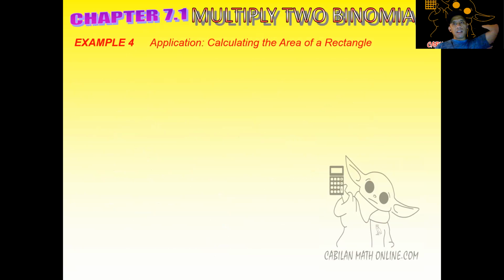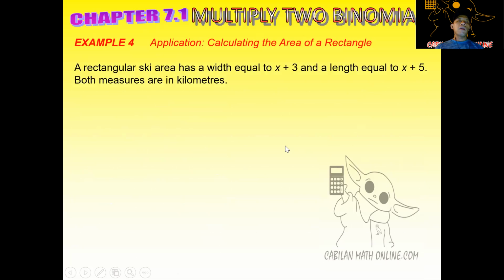All right, so let's take a look at a quick word problem here, and it deals with the area of a rectangle. And it tells us here that a rectangular ski area has a width equal to x plus 3 and a length equal to x plus 5. And both are measured in kilometers here. Okay, so just to do a quick diagram over here, we have a width of x plus 3 and a length of x plus 5.